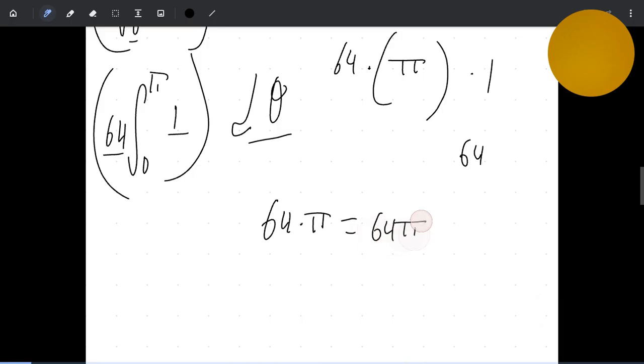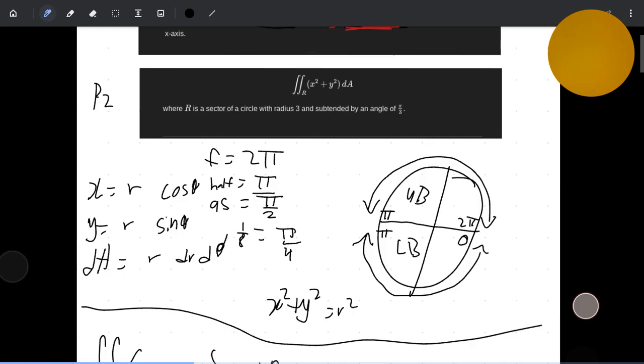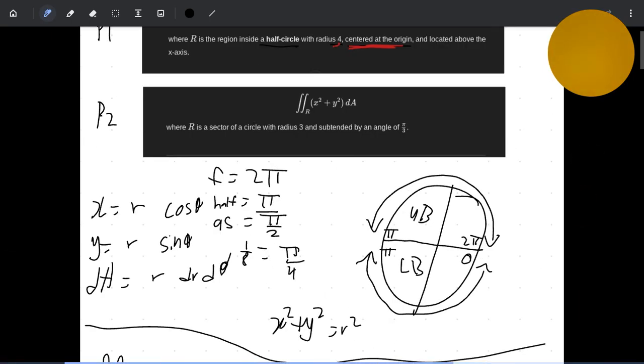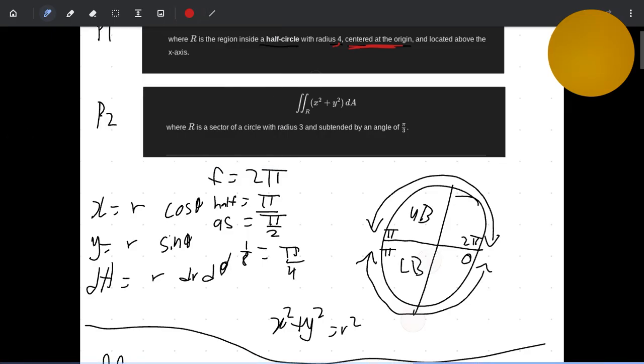64 pi. Okay, so the next problem, please, I don't want this video to be above 15 minutes. Okay, R is a sector of a circle with a radius of 3.